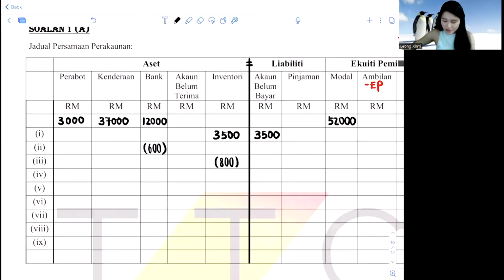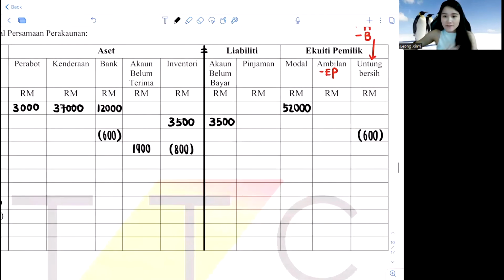Inventory minus 800. Account belum terima is going to increase by 1,009 because they have yet to pay you, right? You didn't receive the 1,009. Even though you didn't receive it, this transaction happened. So if you ever receive back the money, you do have the untung, which is 1,100. So all this must be recorded as well. So can you see now? Your left side and your right side equal each other, 1,100.